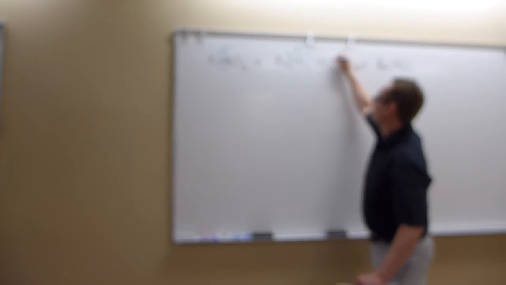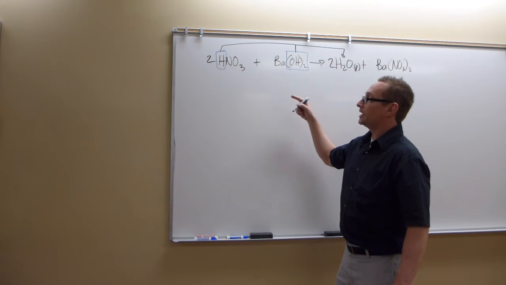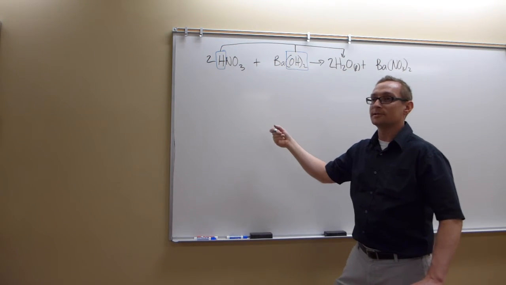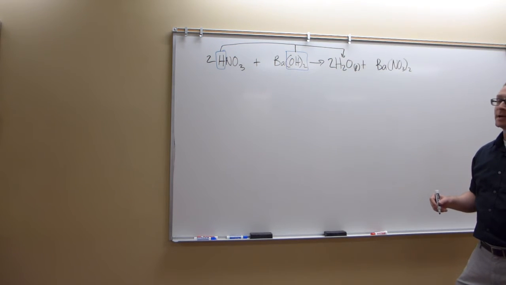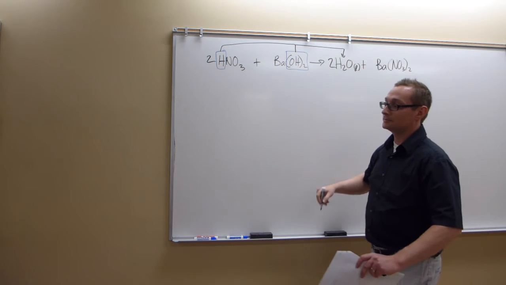And then we have to balance this. How do we balance it? You need 2 nitric acids, and that'll give you 2 waters. One quick way to do it is to say, well, if I have 2 hydroxides and only 1 acid, I need to have 2 acidic hydrogens to neutralize the solution. So this is our chemistry. Now we can do the numbers.